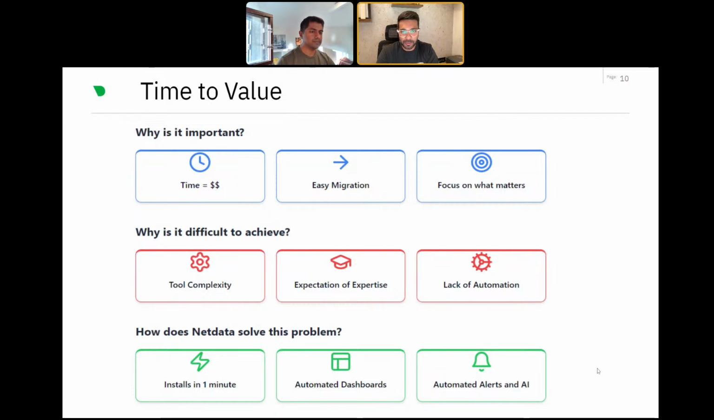How does Netdata solve this problem? Our installation is as simple as copying a command and executing it on your terminal. It takes less than a minute, or around a minute, to be installed. It comes with automated dashboards, which have every single component of your infrastructure that you want to monitor. And it also comes with out-of-the-box alerts and anomaly detection.